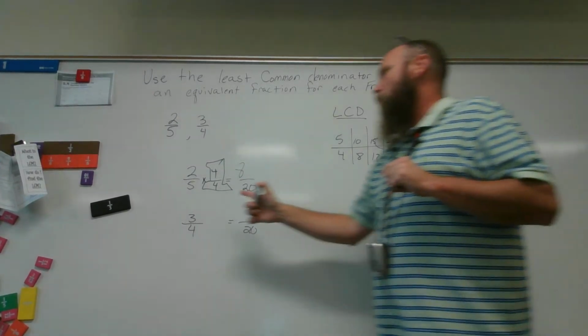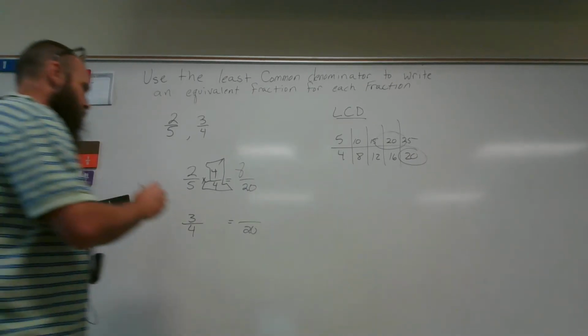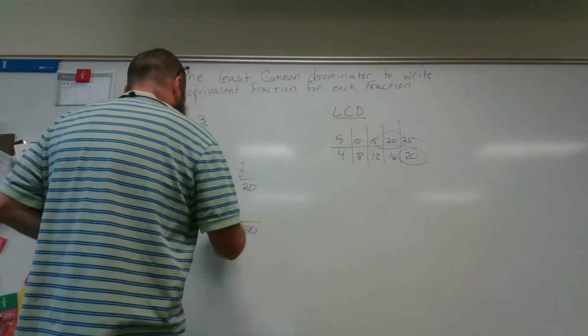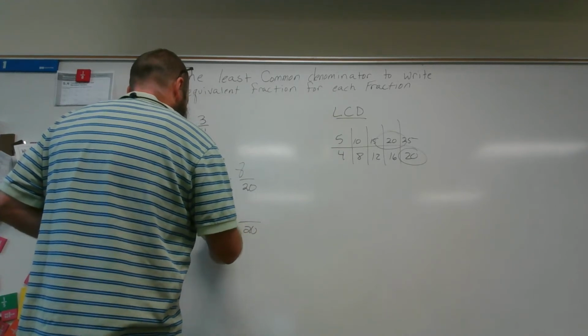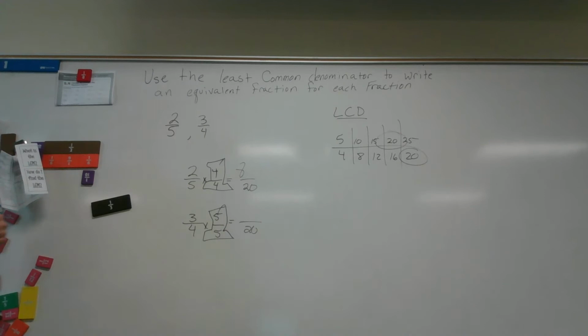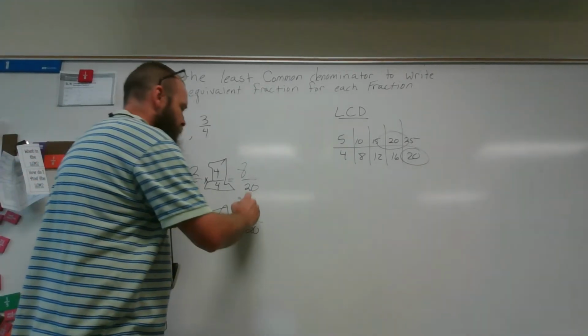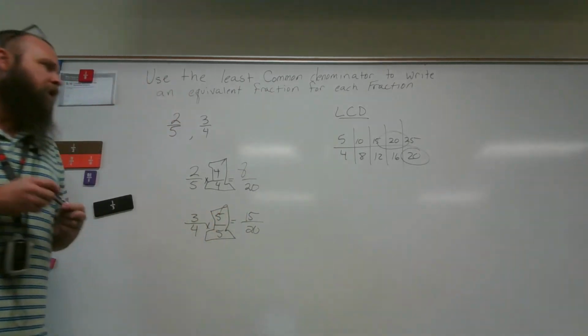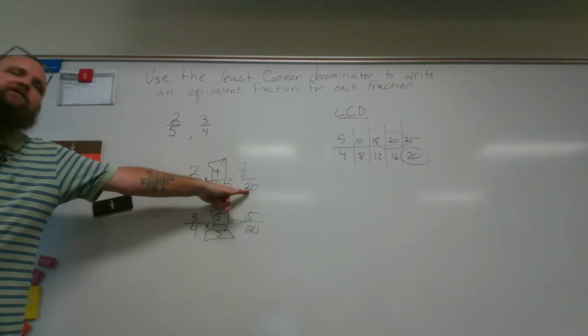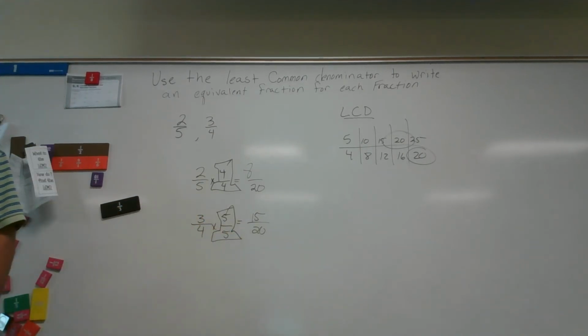Logan, I have 3 fourths. I want it to equal something over 20. What do I multiply by? 5. 5 fifths, because 5/5 equals 1, and if I'm multiplying by a fraction that equals 1, it doesn't change the value. My numerator is what, Logan? 15. So now 2/5 and 8/20 are equivalent. 3/4 and 15/20 are equivalent.